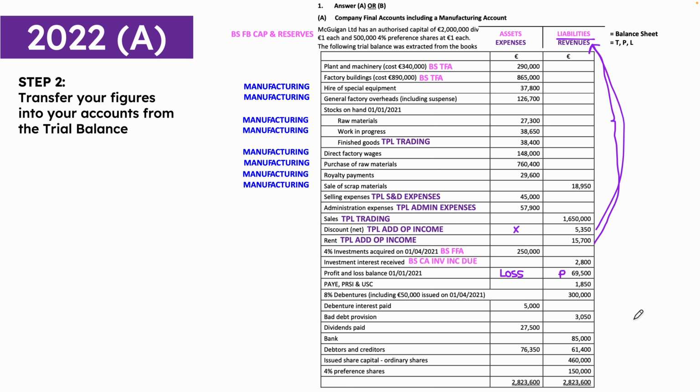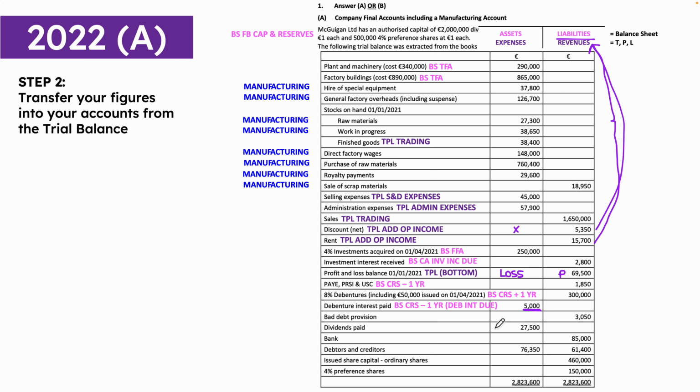Okay, then you have PAYE, PRSI and USC 1850 on the credit side, so that's a creditors minus 1 year. 8% debentures is balance sheet creditors plus 1 year. Then you have the debenture interest paid. So debentures for the year, okay, we will work it out later, but it will absolutely, the debenture interest will be more than €5,000 this year. So we will have some debenture interest at the end of the year that we are still yet to pay, okay?